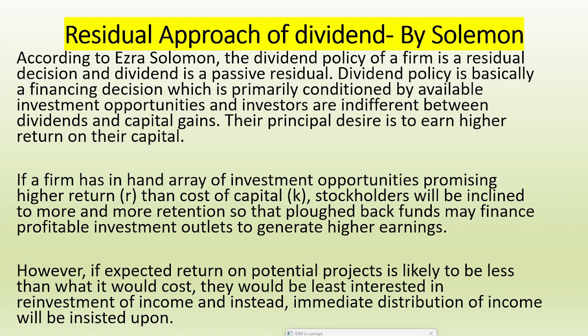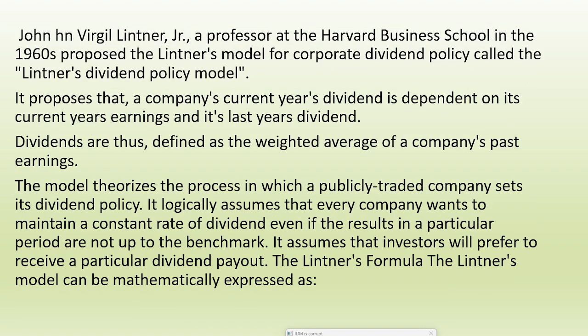Otherwise, if the expected rate of return on a potential project is likely to be less, meaning if R is less than K, then the company will be least interested in reinvestment, and they will pay the dividend. So this was said in the residual approach.